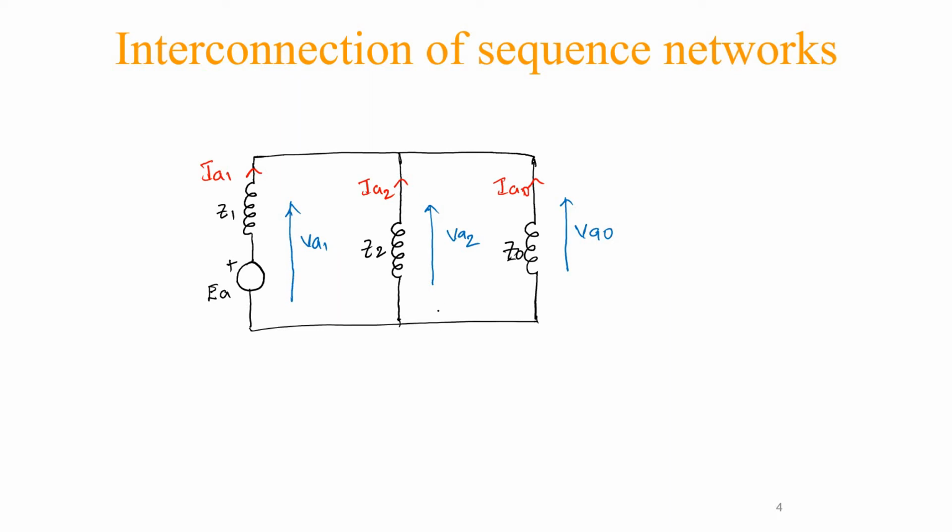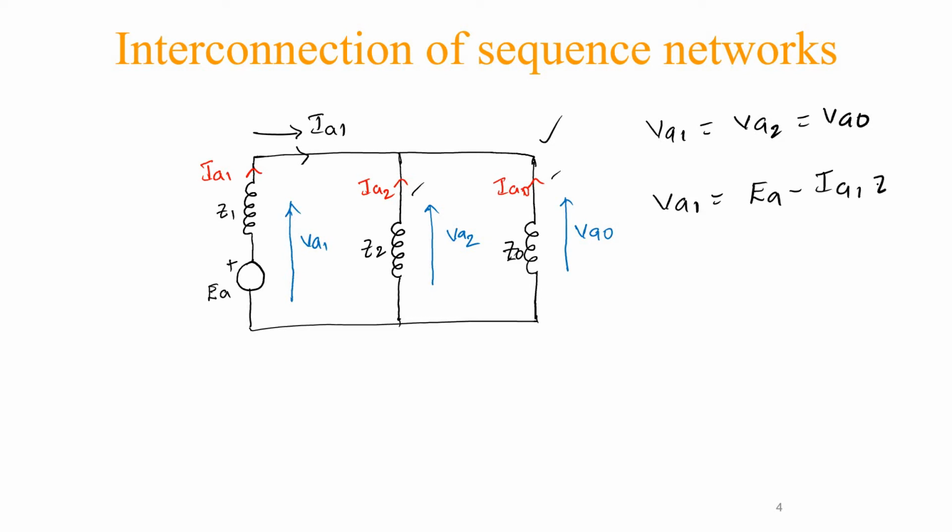Next we need to find the sequence quantities. What are the sequence quantities? We need to find the VA1, VA2 and VA0 values. We know VA1 is equal to VA2 is equal to VA0 because it is a parallel connection. And we know the equation VA1 is equal to EA minus IA1 into Z1. So now we have the voltages. Now what about the IA1 current? The current IA1 is the total current of the circuit. If you consider IA1 as a source current, it will be equal to the total voltage by the total impedance.